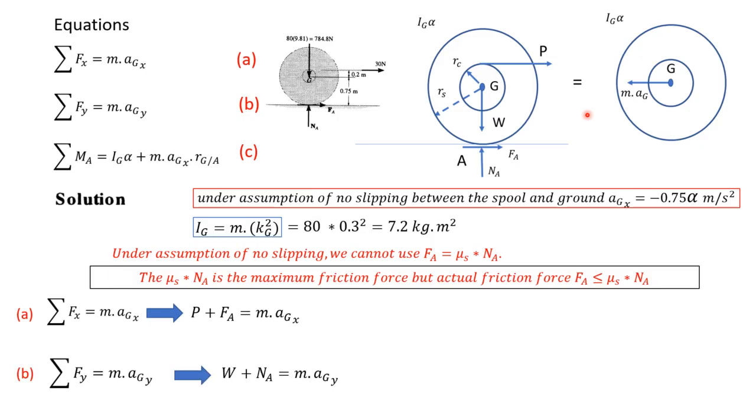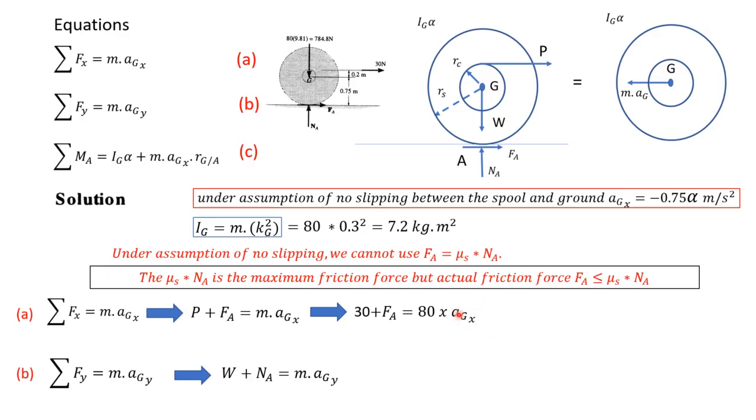In the Y direction, we have that the force in the Y direction is equal to the negative W plus the NA, and on the other side it's equal to the mass multiplied by AGY, which means that this one is going to be equal to 0. So by solving the first one, we can find a relation between FA and AGX.